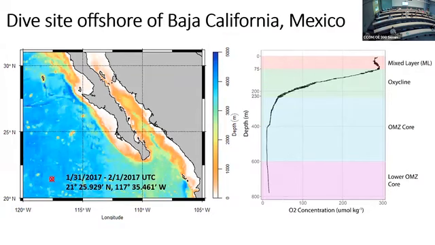And so this was work we did in the Eastern Pacific offshore Baja California. This is an oxygen minimum zone environment. You can see an example oxygen profile where in the ocean interior at this OMZ core, between 200 and 600, oxygen's almost down to 0. So this really exerts a strong structuring force on the animals in this environment.